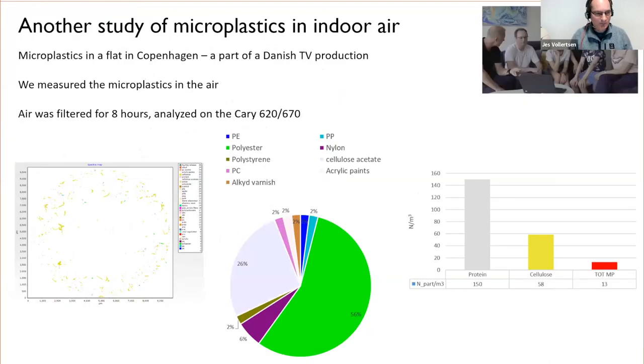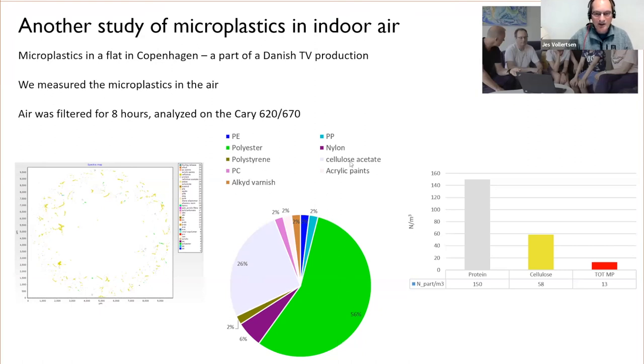This is another fun thing which I need to say. We did a TV show and we had an analysis going on in the flat in Copenhagen where this family, these guys over here, were living, and we filtered air and here we found very weird results, because we found cellulose acetate 26%. We found polyester, this is very common, you find so much polyester everywhere, clothes and so on, right?